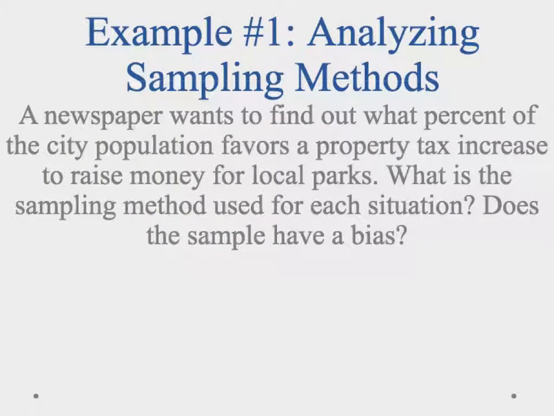All right, so in example 1, it says a newspaper wants to find out what percent of the city's population favors a property tax increase to raise money for local parks. What is the sampling method used for each situation? Does the sample have bias?